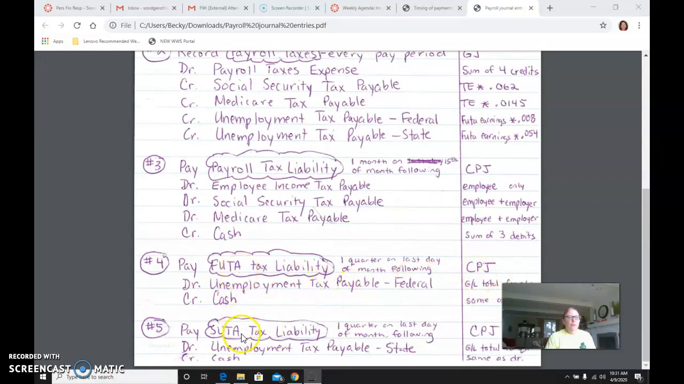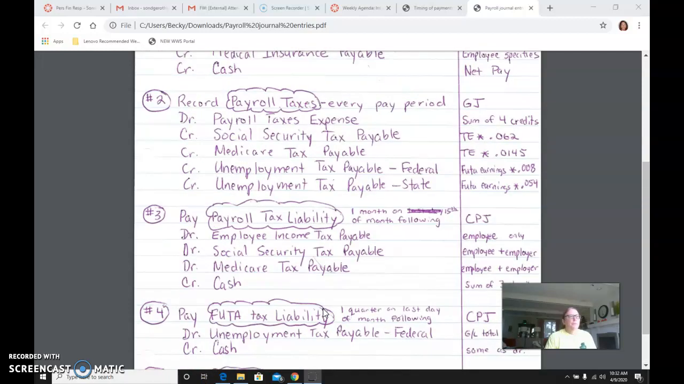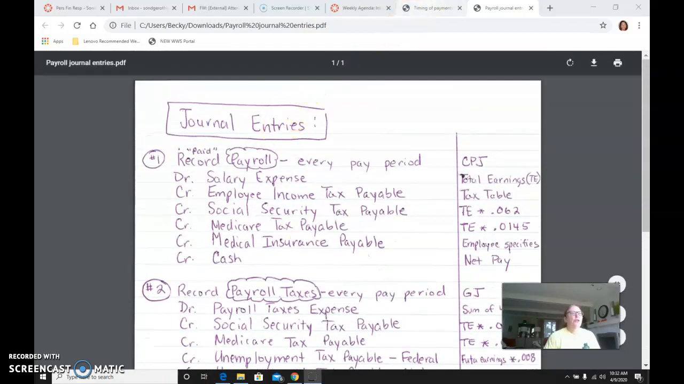So it's for FUTA and SUTA. They both go in the cash payments journal. They both are for 1 full quarter, and I do it on the last day of the month following the end of the quarter. So if the quarter ended September 30th, I would pay this by October 31st. And I debit the liability from entry number 2 that I've made every single pay period, so for all of them, and then I credit the cash. Okay? So those are the 5 journal entries.